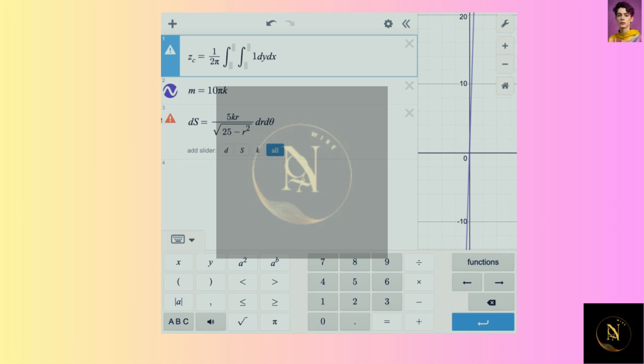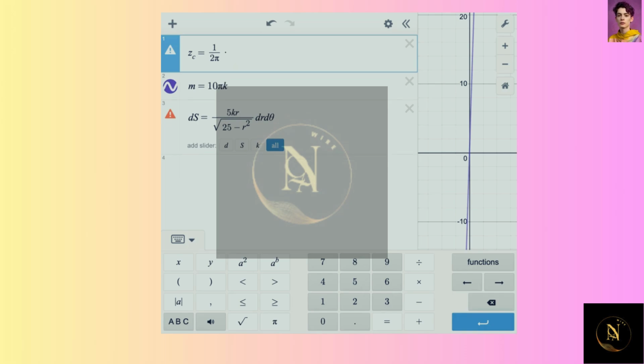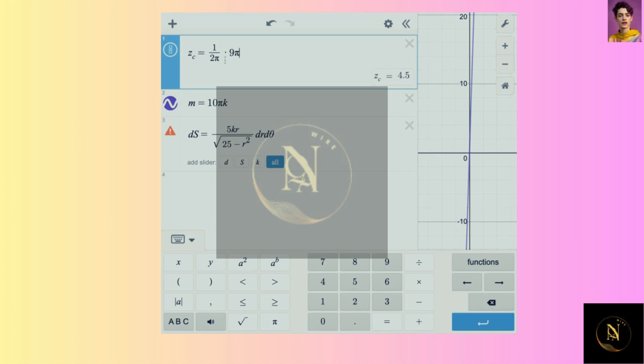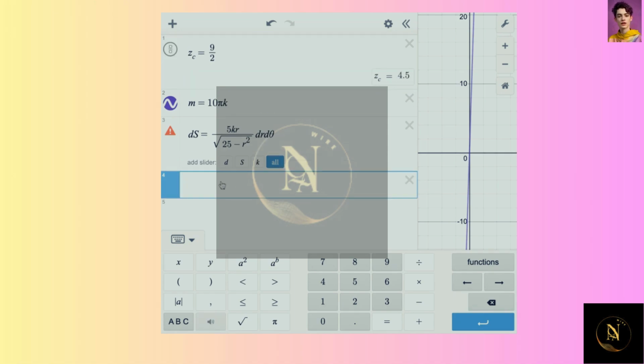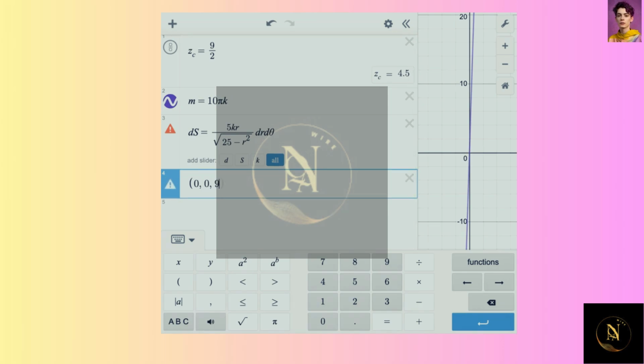Since this is the area of a disk, we just need the area, the radius, which is 3. So we know that we'll have pi r squared, which is 9 pi. Therefore, this part right here will end up being 9 pi. So the pi's will cancel, and our z center of mass will be 9 over 2, or 4.5. So that tells us that our center of mass will be 0, 0, 9 halves.